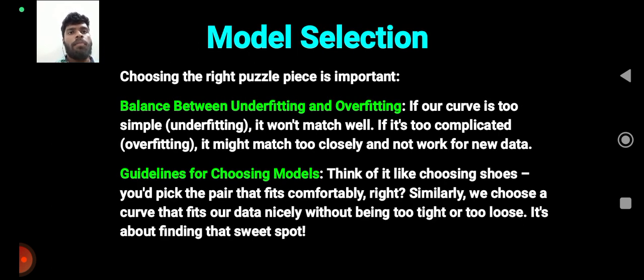Okay, then model selection. Choosing the right puzzle pieces is very important. Balance between underfitting and overfitting. If our curve is too simple, that is underfitting, and it won't match well. If it's too complicated, that is overfitting, it might match too closely and not work for new data. There should be a balance between overfitting and underfitting. That's what it says. And guidelines for choosing the models.